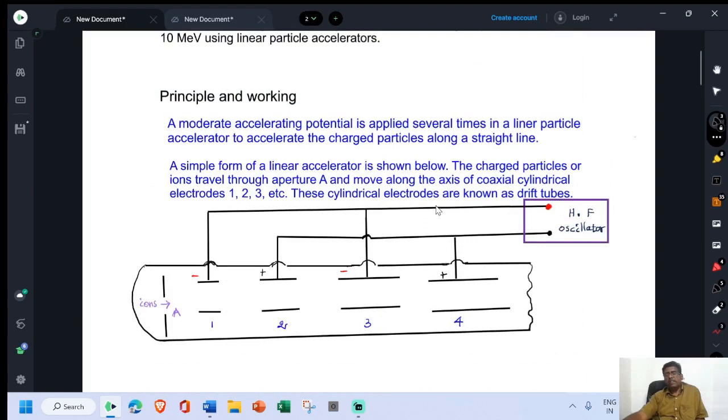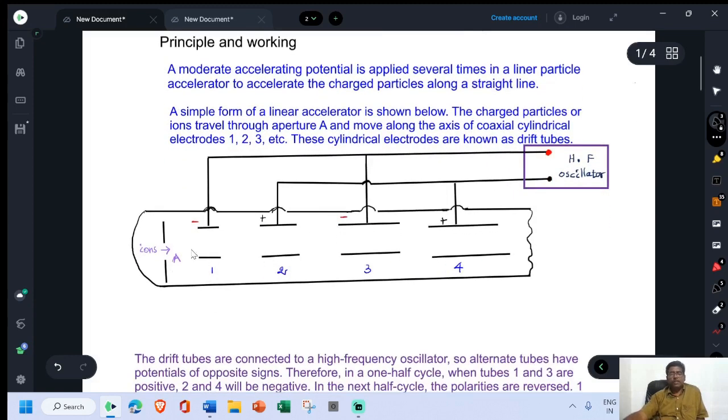Then the following assumptions are made while studying the working of this linear particle accelerator. First, the ions are accelerated only at the gaps, not inside the tubes. Suppose a positive ion is moving inside the tube, its velocity is constant.